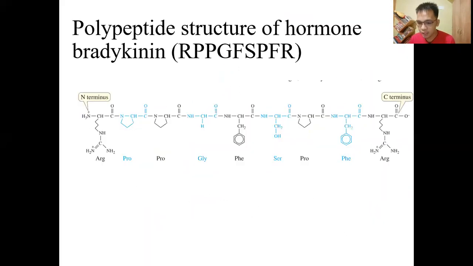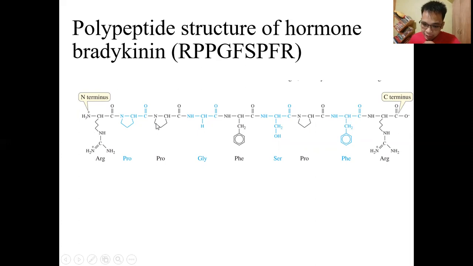And then next for our sample problem, this is the polypeptide structure of the hormone bradykinin, which starts with arginine. Look, guys, it always starts at the N terminus, right? N-C-C, N-C-C, N-C-C, and then ends with the C terminus. So start with N and end in C. So R, this is arginine.